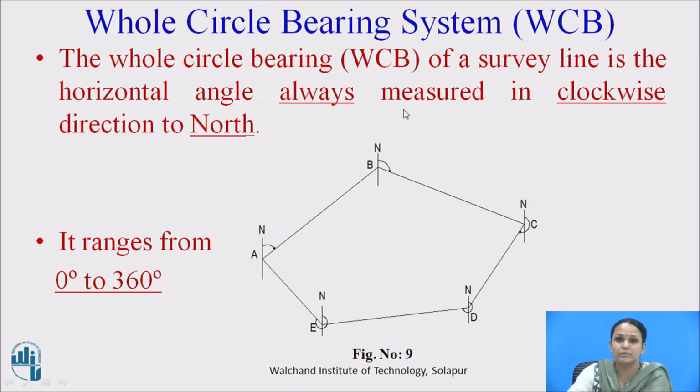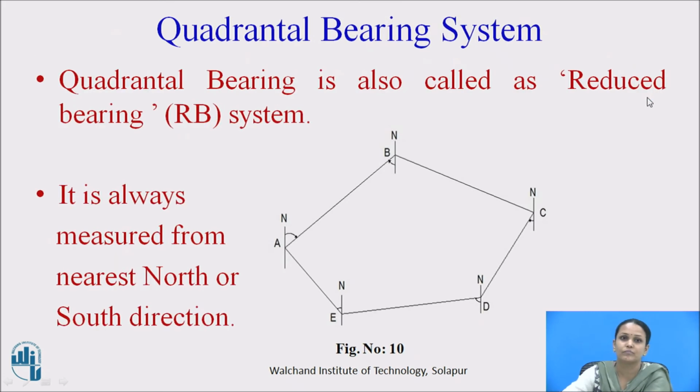Now we will see what is meant by whole circle bearing. Whole circle bearing means the bearing of each survey line should be measured with respect to only the north direction and in clockwise direction only. It is called the whole circle bearing system because here we consider 0 to 360 degrees of the bearing. So each bearing should be measured from the north direction and in clockwise direction only.